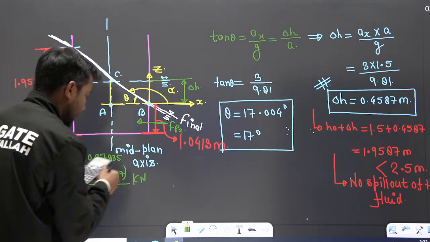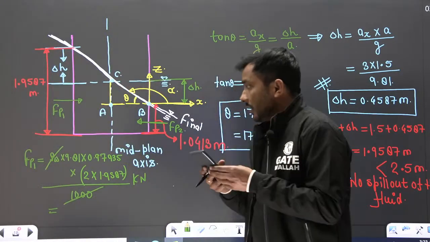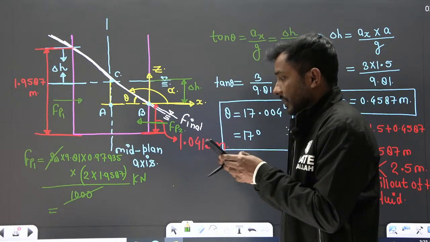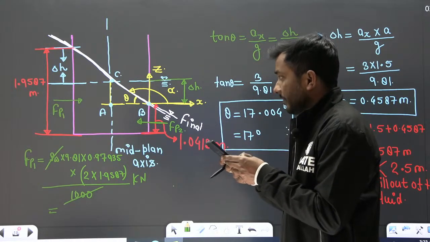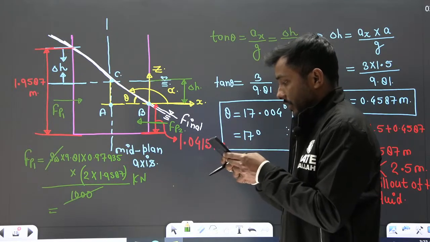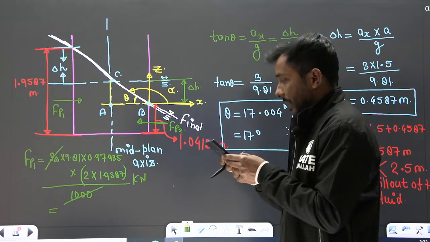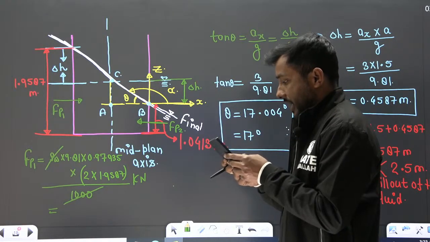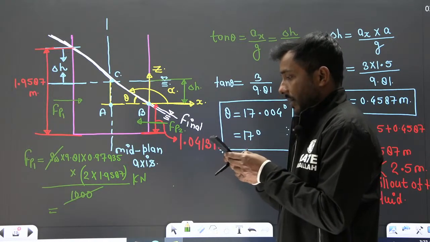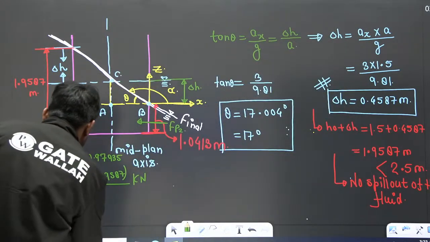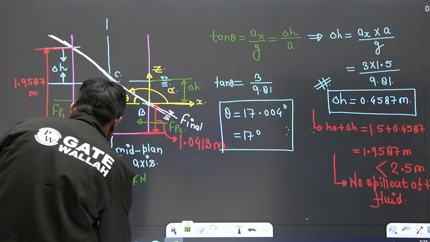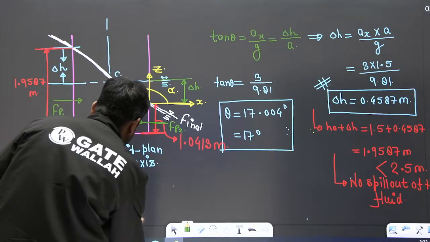So what should be the force on the front? That force will be 9.81 multiplied by 0.97935 multiplied by 2 multiplied by 1.9587. Clear? So that will come out to 36.63 kilonewton. I think this is correct.